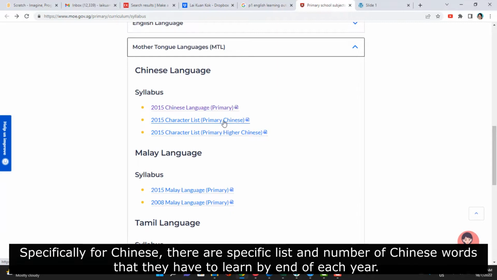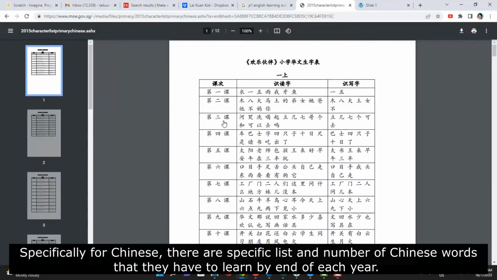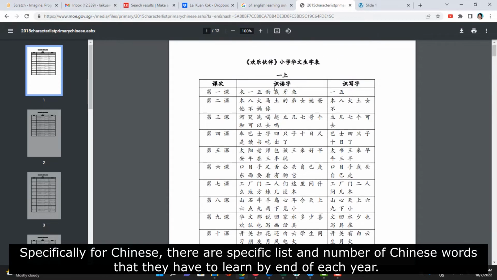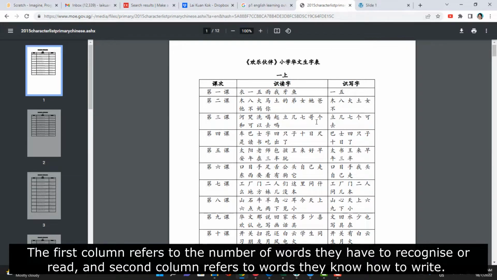Now specifically for Chinese, there is a specific number of words that they need to learn at the end of primary 1 and at the end of primary 2 and so forth. They also need to know. So the first column is know how to recognize reading.